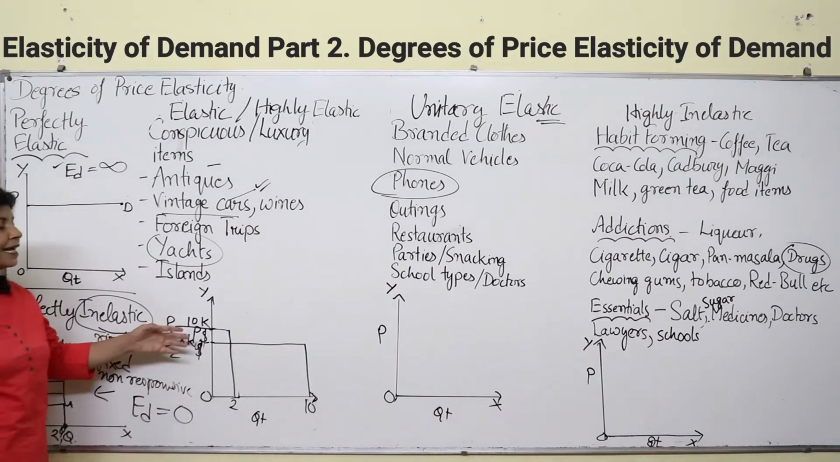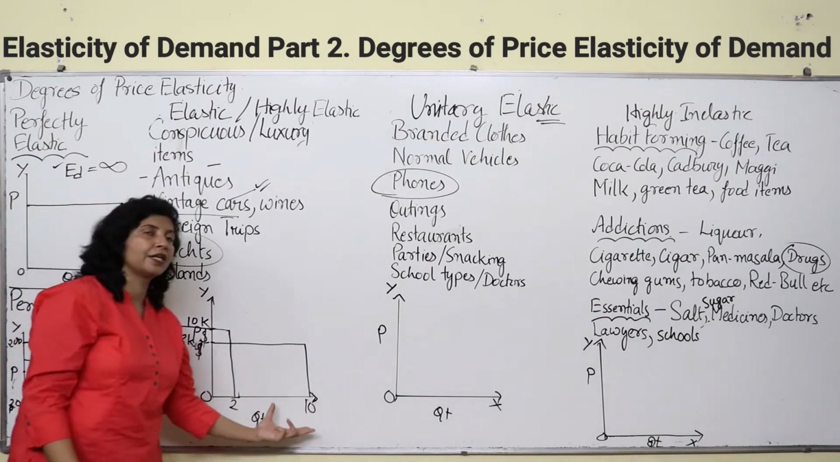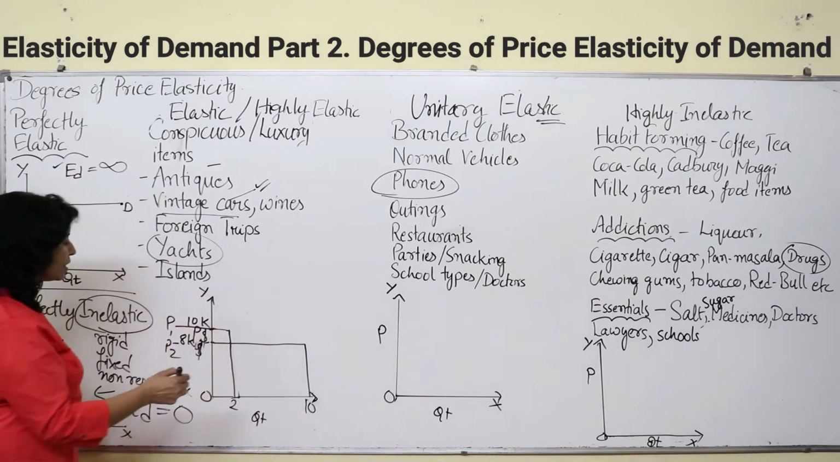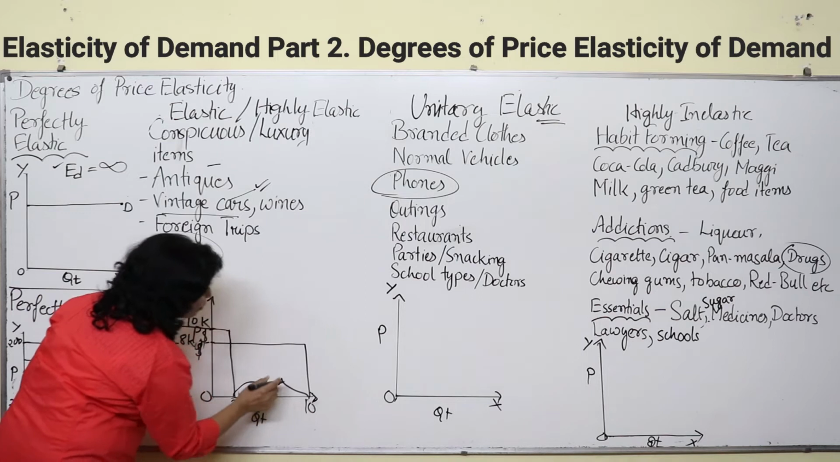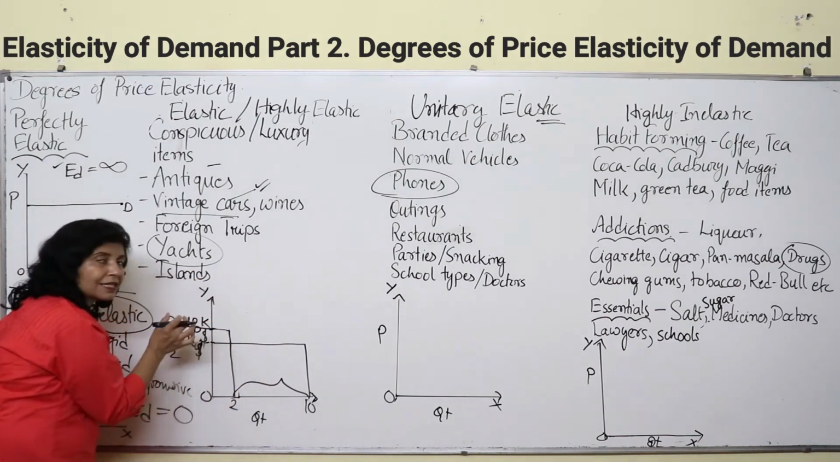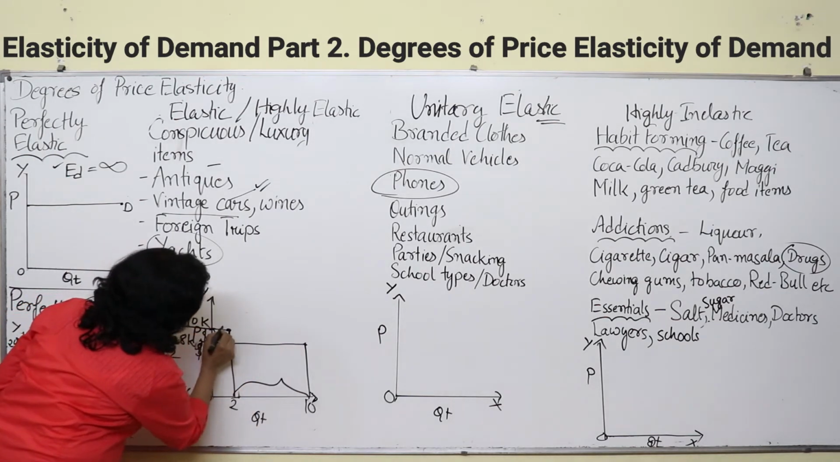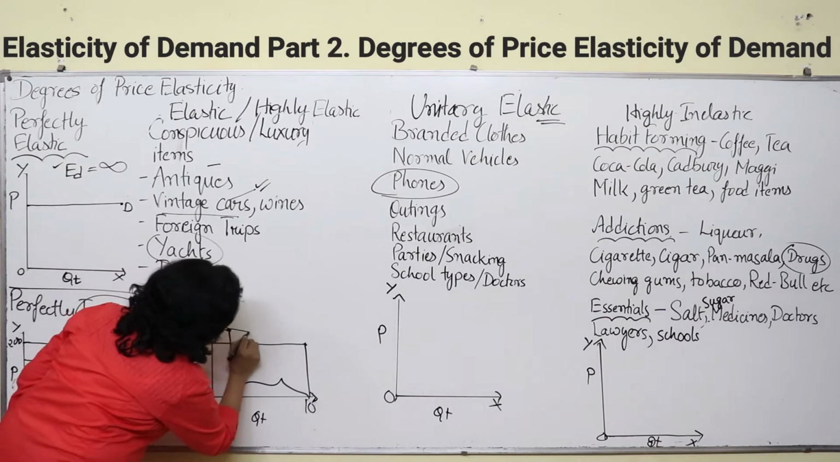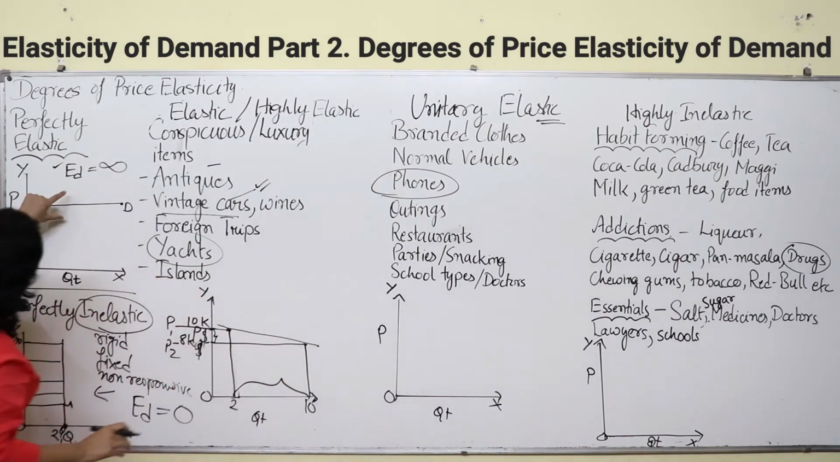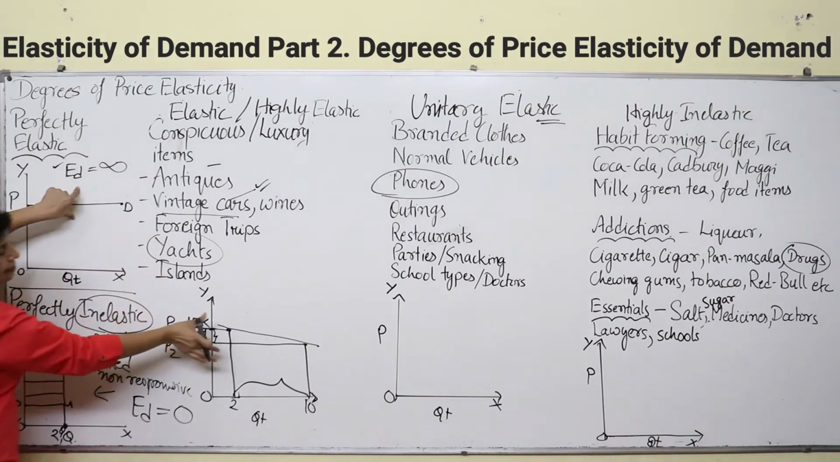So what is the percentage change in price? That is smaller than the percentage change in your quantity demanded for cars. The change in quantity demanded is higher and the reduction in price is lower. So in that case, what will happen to this graph? It is a gentle graph like this. This is perfectly elastic. Compare these 2 graphs. This is the perfectly elastic graph and this is elastic.